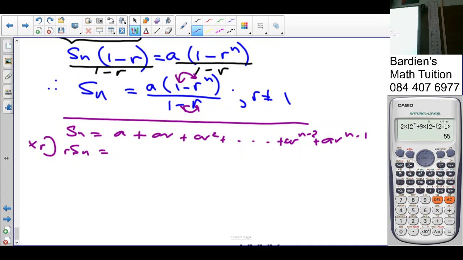Then we got a times r is ar. Ar times r is ar squared. R squared times ar is ar cubed. The last term times r is going to give you ar^n. If I multiply this by r, I'll get ar^(n-1). If I multiply this term by r, I'm going to get ar^(n-2). You understand? So what do we do now? We said we're going to change the signs on the line, so that we can subtract.